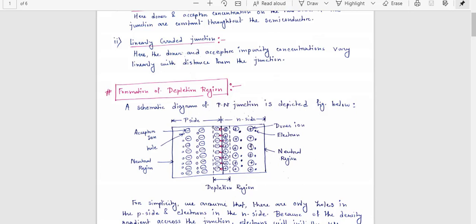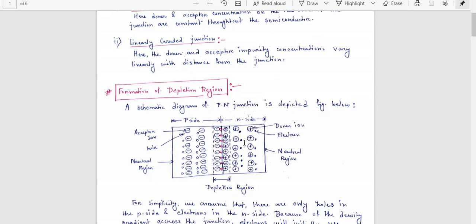And now what happens? Due to the diffusion process, I have already told you what diffusion is. Can you remember when this diffusion process occurs? When there is a variation in concentration, that means when there is a concentration variation, then this diffusion process occurs. Now we all see here that the electron concentration is higher in the N-type and lower in the P-type, and the hole concentration is higher in the P-type and lower in the N-type.